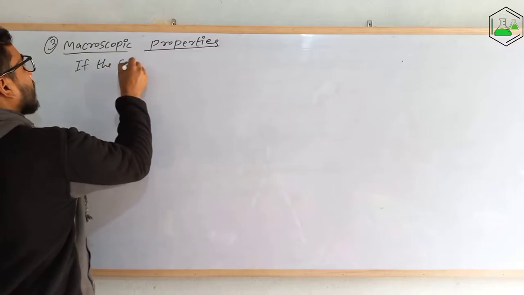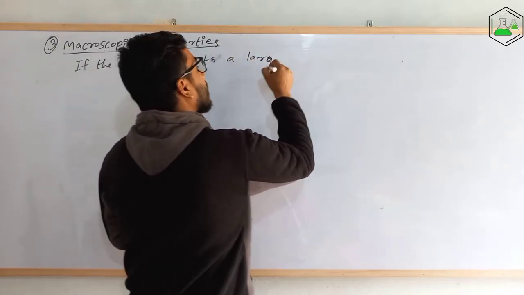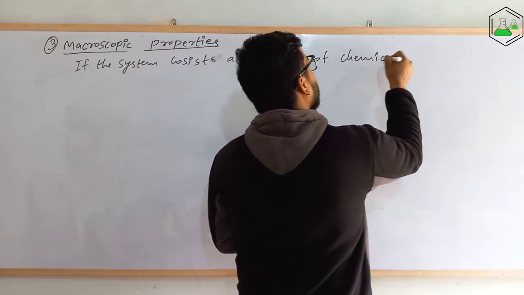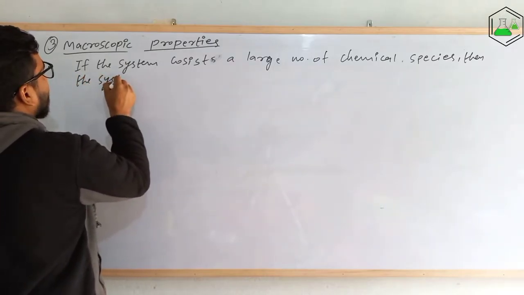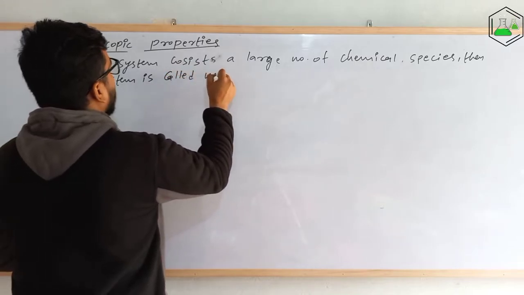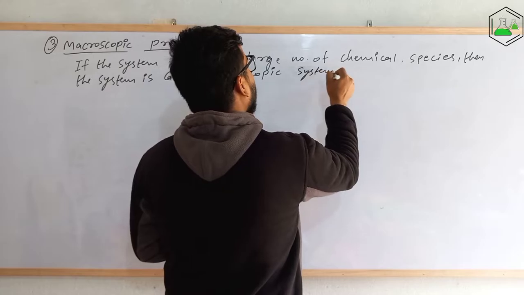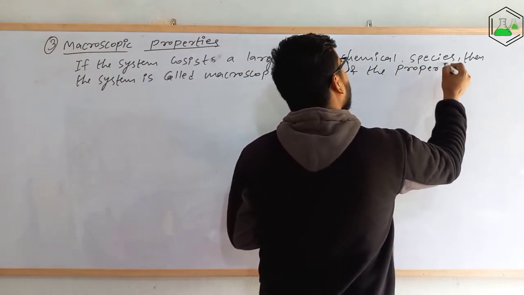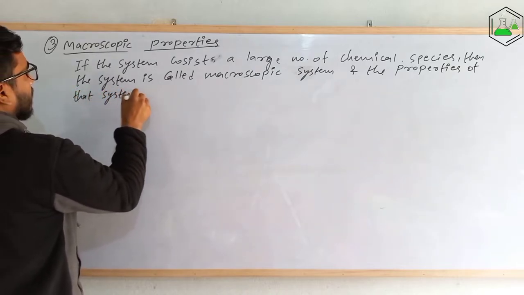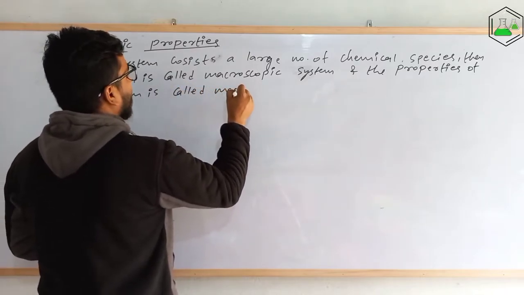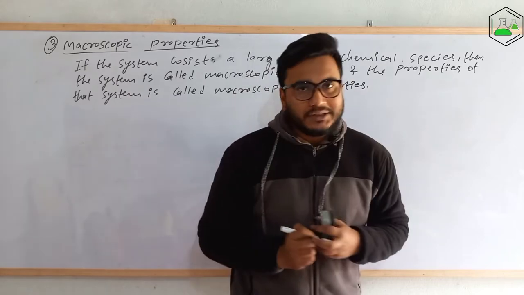If the system consists of a large number of chemical species, then the system is called a macroscopic system, and the properties of that system are called macroscopic properties. So this is the definition of macroscopic system and macroscopic properties.